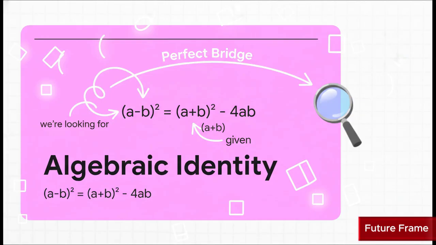And it's not some kind of math magic. It's just really, really clever. If you actually multiply out (A plus B) squared, you get A squared plus 2AB plus B squared. Now, what happens if you take away 4AB from that? You're left with A squared minus 2AB plus B squared. And what's that? It's exactly (A minus B) squared. See? It's the perfect bridge to get us from our clues to our answer.